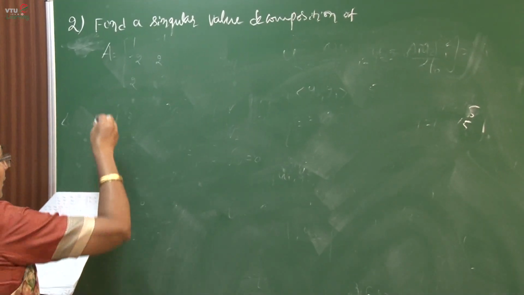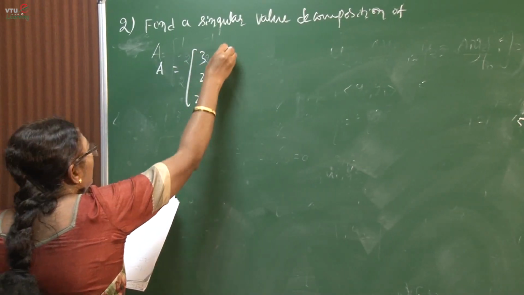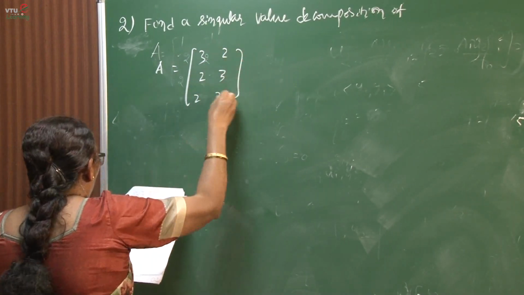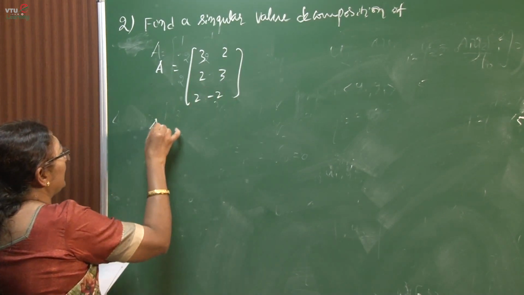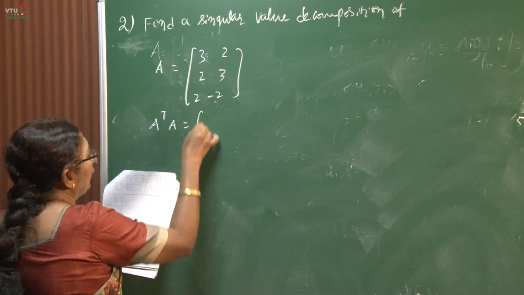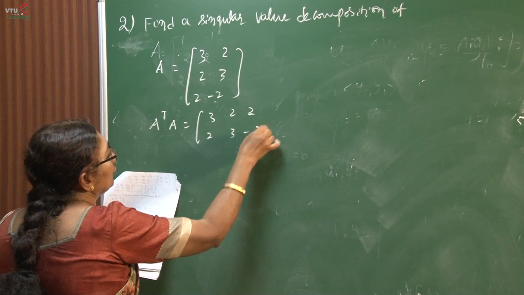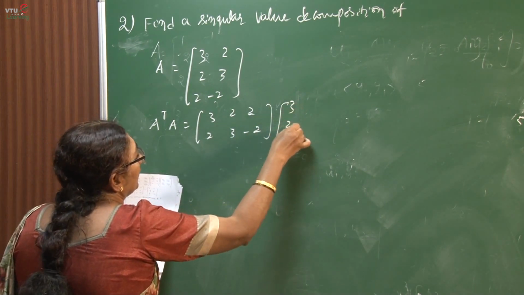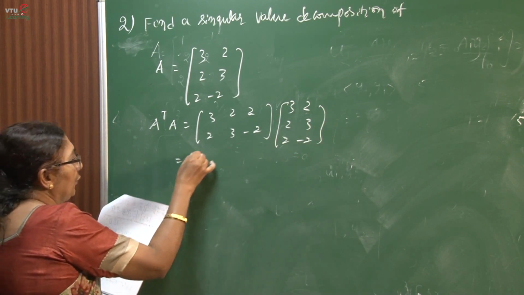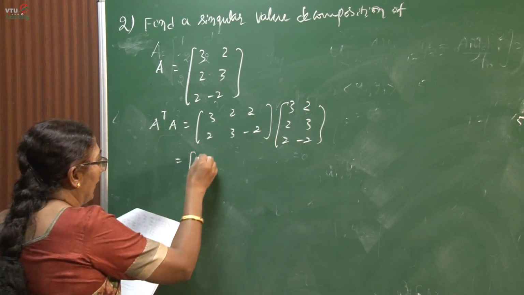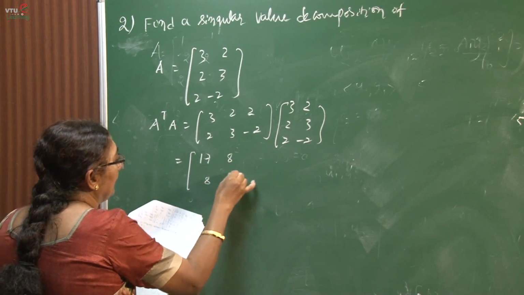Find a singular value decomposition of A equals [3, 2, 2; 2, 3, -2]. Here, first you find A transpose times A. You know how to find it, so it's not necessary to explain: [2, 3; 3, 2; 2, -2] multiplied by [3, 2, 2; 2, 3, -2]. After you multiply, I am writing the value directly because you know how to multiply row into column: 17, 8, 8, 17.